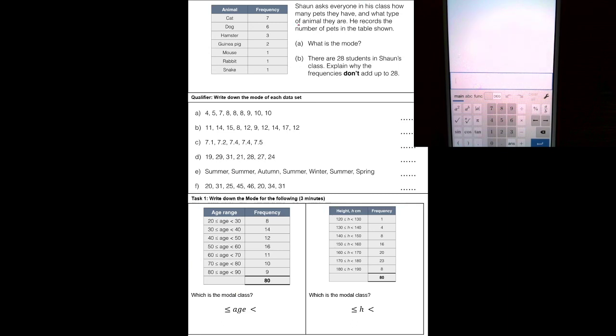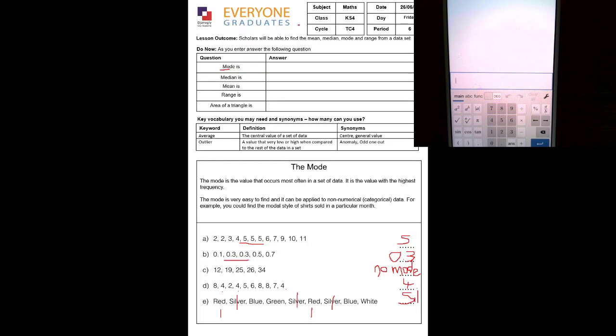Okay, let's have a look at some more. Sean asks everyone in his class how many pets they have and what type of animal they are. He records the number of pets in the table shown. What is the mode? So we're looking for, remember it said on the other page, the value of the highest frequency. So this is where our frequency column is going to come into play. So look, frequency there, we're looking for the highest number. Cat, it occurs 7 times. So cat, do not write 7, you need to write cat, because that's actually what the data is.